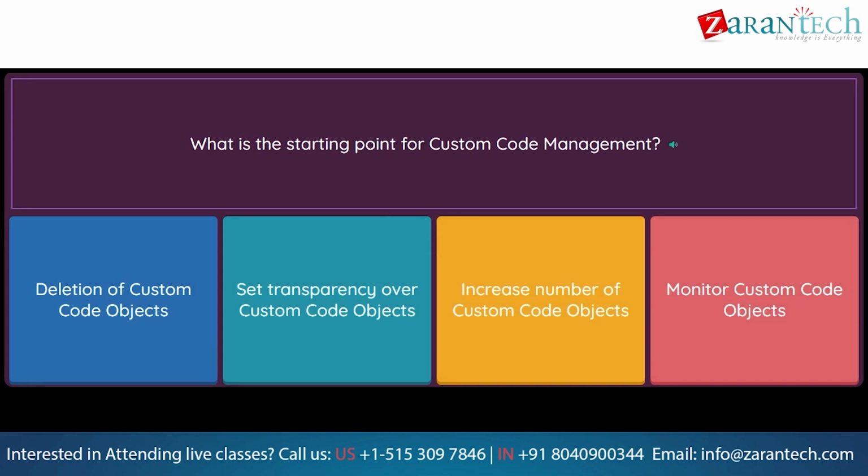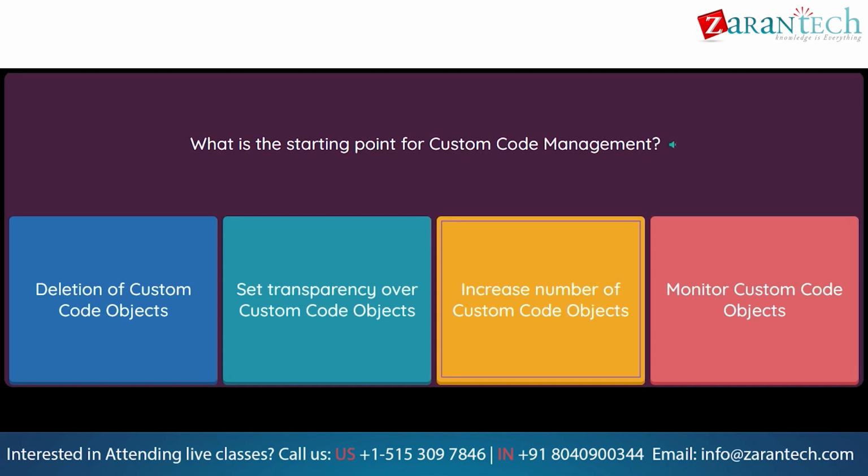Question: what is the starting point for custom code management? Option 1, Deletion of custom code objects. Option 2, Set transparency over custom code objects. Option 3, Increase number of custom code objects. Option 4, Monitor custom code objects.